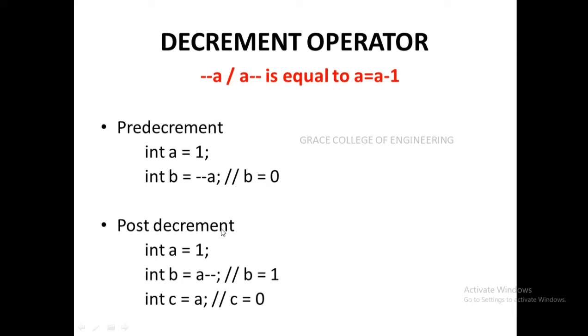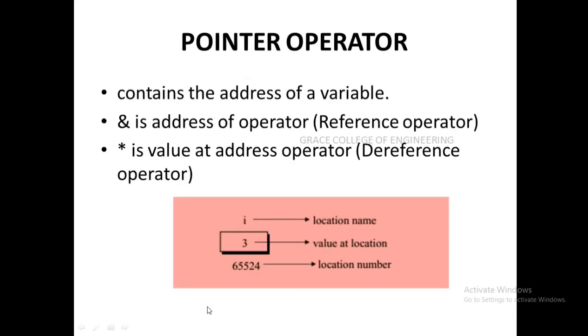In the case of the post-decrement, what happens is first the particular assignment is made. Consider in the second line, a value is assigned to b first. So now b becomes 1. Next, the decrement is made. So now the value of a becomes 0, which is reflected in the third line. So c is equal to 0.